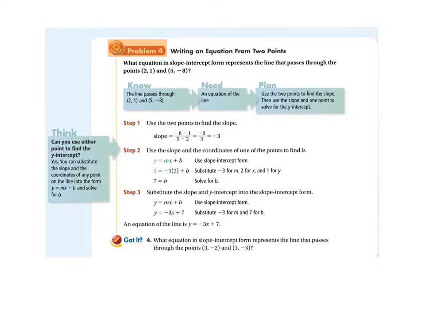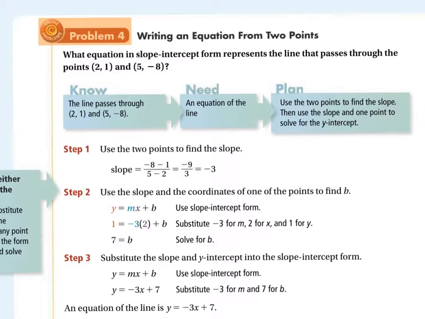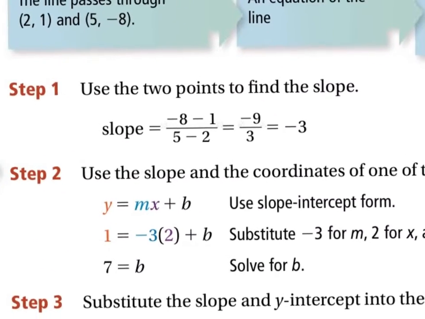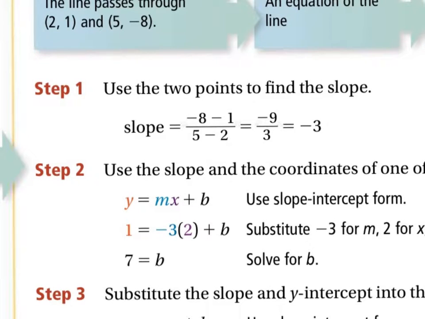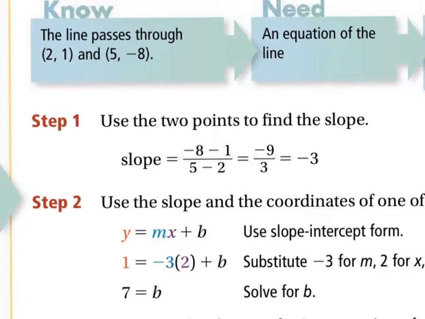So if we look at problem 4, this is the case we were just talking about. They want us to write an equation in slope-intercept form that goes through the points (2, 1) and (5, -8). The first thing they did is find the slope. I would have done this opposite, but that's okay. We did change in the y's over change in the x. Again, I like to start with the bigger y value, but however you do it, you work it out, divide it out, and you get -3 for your slope.